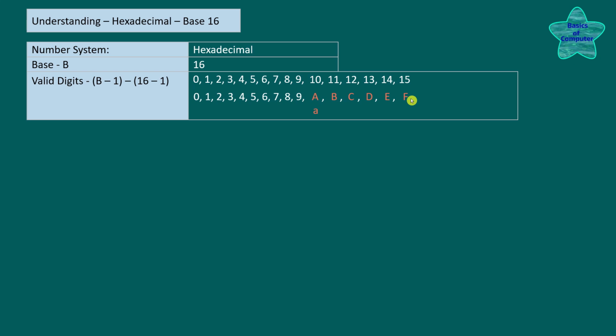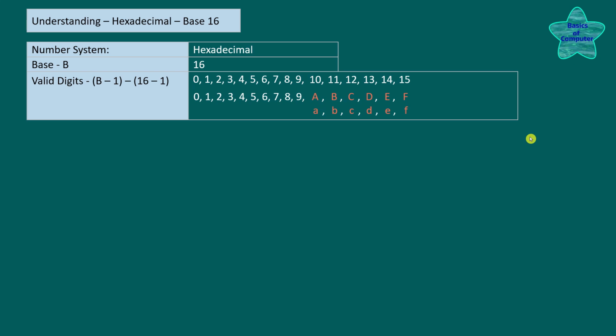There are a lot of places where we may even see small letter a, b, c, d. Both mean the same. Sometimes people write capital A, B, C, D, or sometimes people write small letter a, b, c, d, e, f. Both mean the same basically. A representing 10, B representing 11, and so on and so forth.